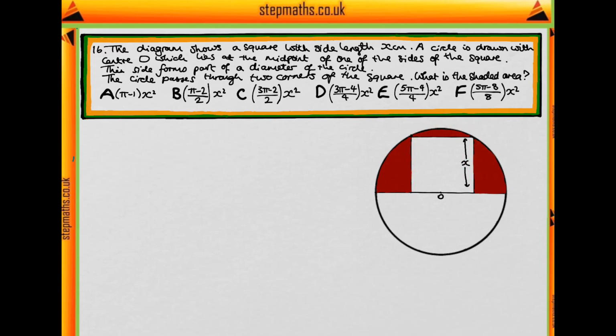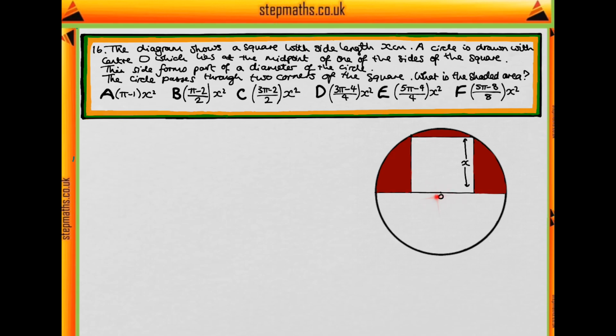So the first thing we need to do is work out how we're going to find the area of the circle. Because if we can find the area of the circle or the semicircle, then we know the area of the square is just going to be x squared. So we can do the area of the semicircle minus the area of the square to get the shaded region. So we need to find the area of the semicircle. And how are we going to do that?